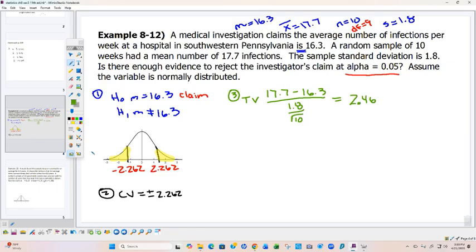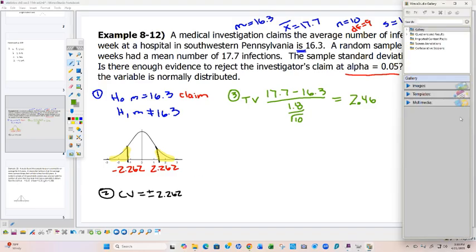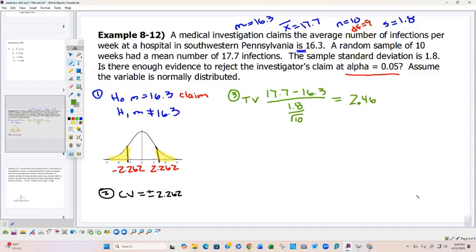Okay, so let's talk about where that is. Let me get this up real quick. We're going to put 2.46 on our chart. And, oops, I don't have that on there, so I'll write it out. 2.46 would fall over here. It is greater than 2.262.